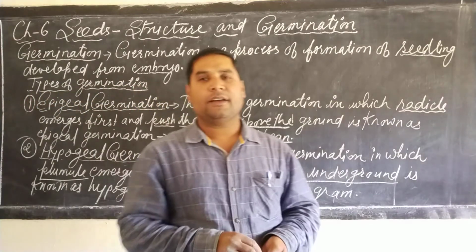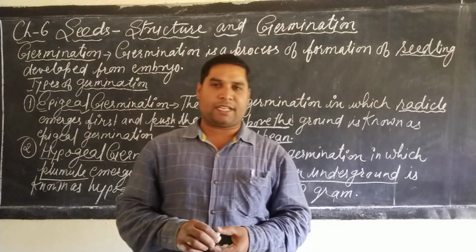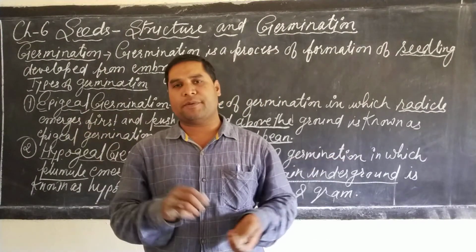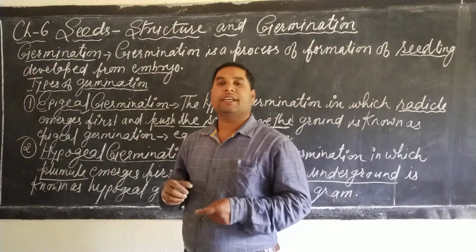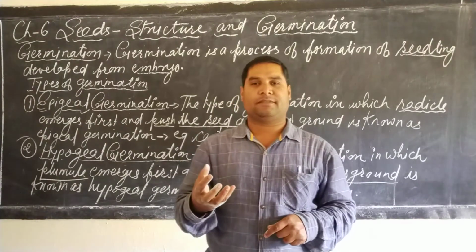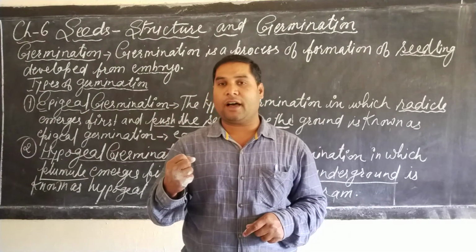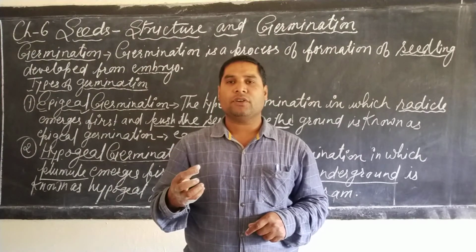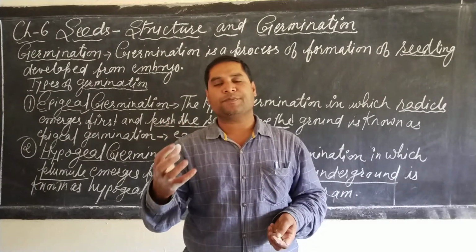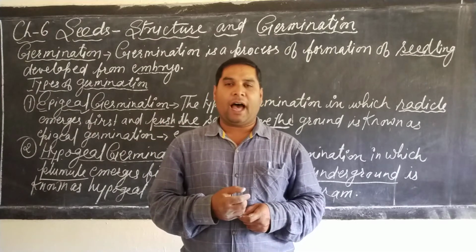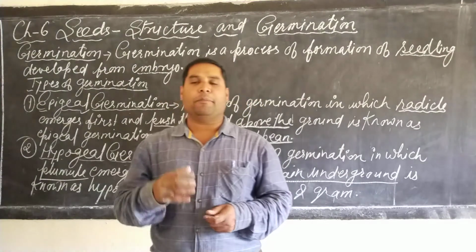Now you see the third type of germination, known as viviparous germination. What do you mean by viviparous germination? The type of germination in which the seed germinates inside the fruit is known as vivipary germination or viviparous germination. And this type of germination is seen in plants like mangrove plants.